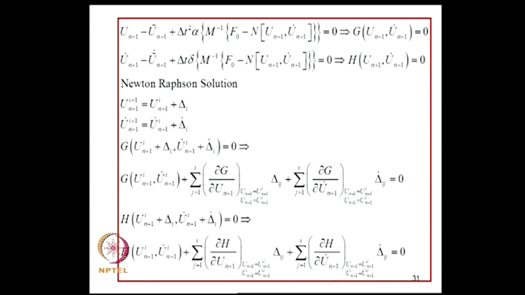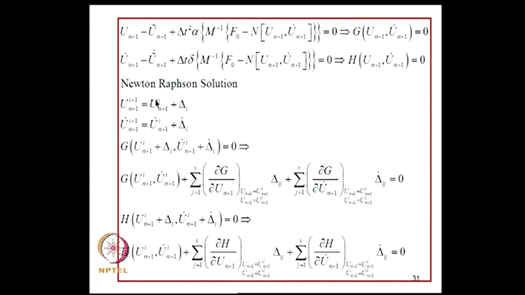So, how does that work out? I have the first equation given by this. I have taken the terms on the right hand side to the left hand side and equated it to 0. Let us call it some capital G of u n plus 1 comma u dot n plus 1 is 0. The second equation for velocity leads to this equation. Now, these two are a pair of nonlinear equations in u n plus 1 and u dot n plus 1. So, there are 2s number of unknowns and 2s number of equations.